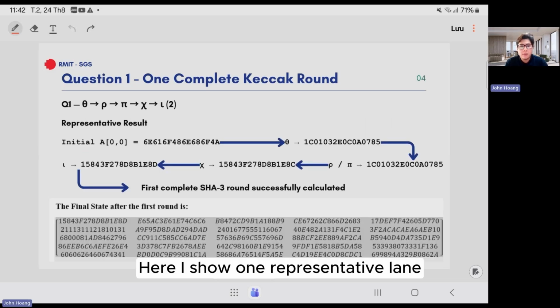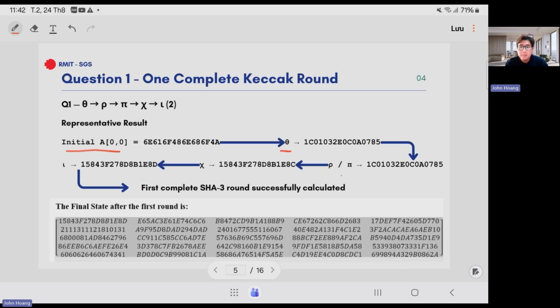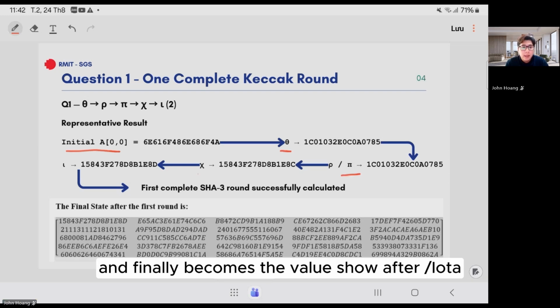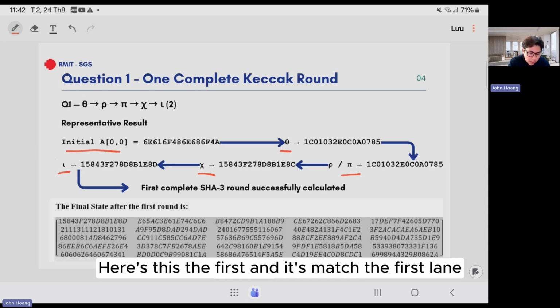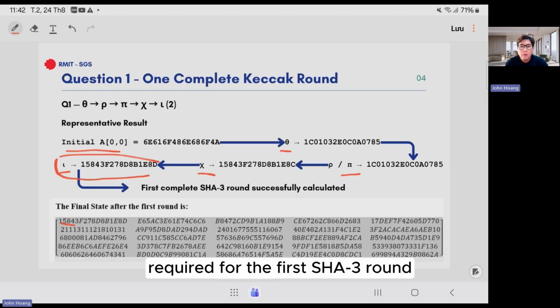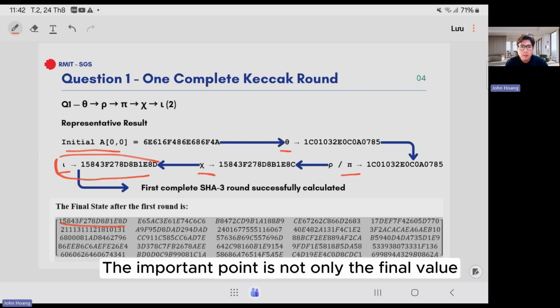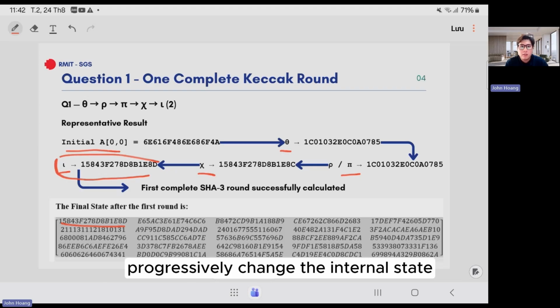Here, I show one representative lane from my actual calculation instead of reading all 25 lanes. The initial value of lane 0,0 changes after theta, then passes through rho and pi, changes again after chi, and finally becomes the value shown after iota. My complete 5x5 state matrix is shown at the bottom. So as you can see here, this is the first lane, and it matches. This confirms that I successfully calculated all 5 transformations required for the first SHA-3 round. The important point is not only the final value, but how each stage progressively changes the internal state.